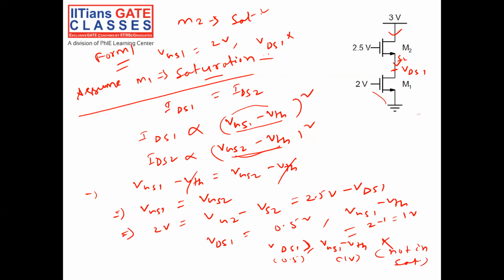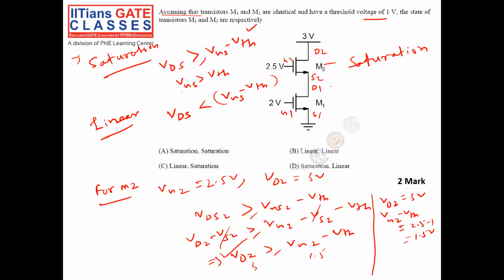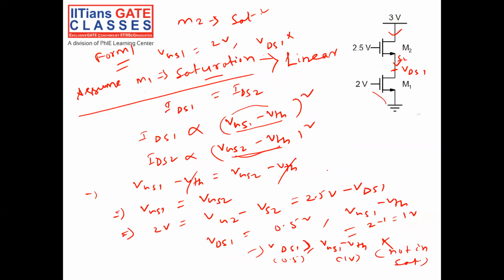So definitely it is in linear, because we assumed saturation, then we found the voltage VDS1, then we checked that the condition is not met. So the transistor M1 is in linear region. So M1 is in linear and M2 is in saturation. So what is the state of M1 and M2? M1 is in linear, and M2 is in saturation. So the answer should be C. Okay, let us go to the next question.